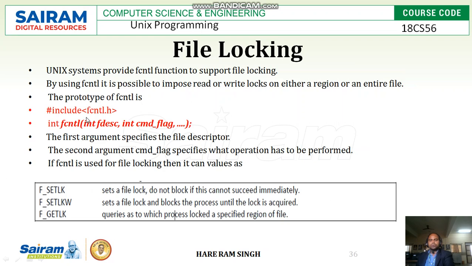Its prototype is #include <fcntl.h>, int fcntl(int fd, int cmd, ...). The first argument specifies the file descriptor, which file you want to put a lock on. The second argument, the command flag, specifies what operation has to be performed: read operation, write operation, and other things.